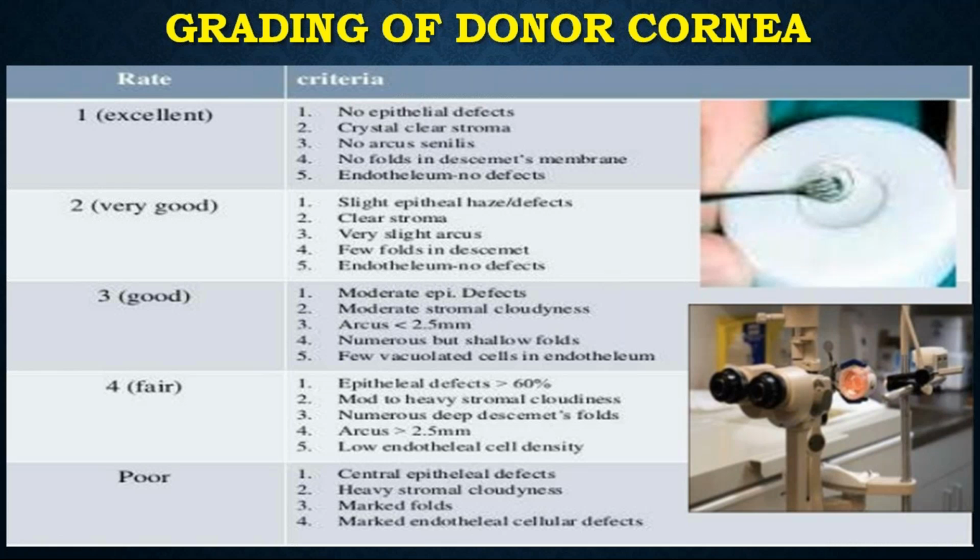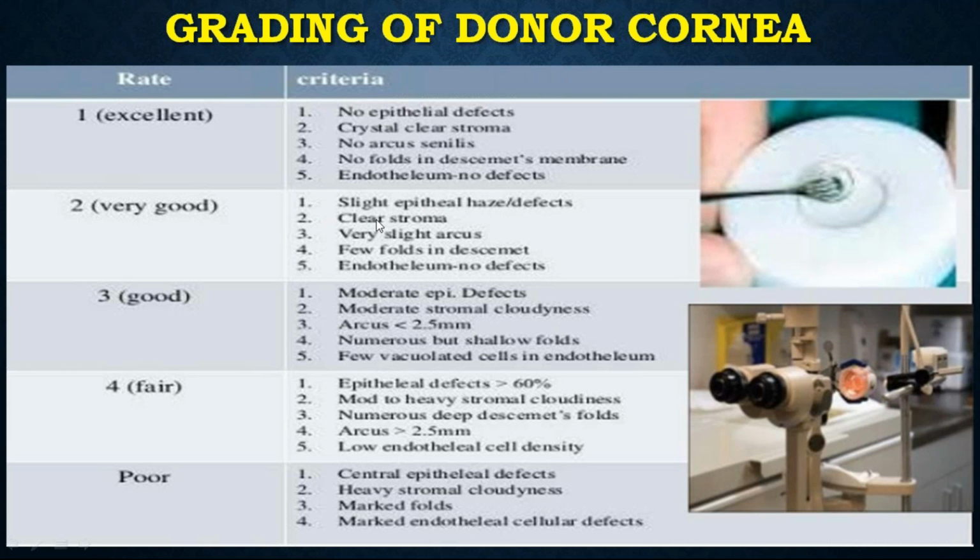Grading of the donor corneas. Number 1, excellent. No epithelial defects, crystal clear cornea, no arcus analis, no folds in the Descemet's membrane, endothelium no defects. That is one, excellent. Grade 1, excellent. Rating is excellent.